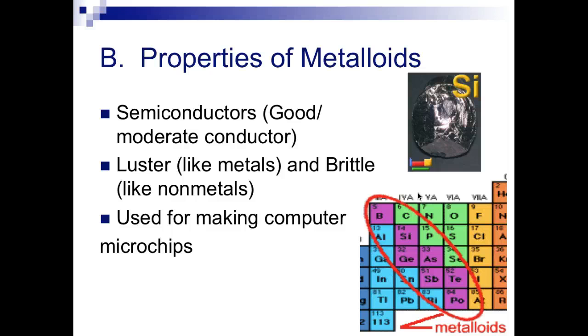So let's talk about the metalloids. The metalloids are the elements in this little purple section that I've circled over here in this little picture. They are semiconductors, which means they're a good to moderate conductor. They have a luster like metals, but are brittle like nonmetals, and they're used for making the microchips that we use in computers. Silicon is a great example. A lot of your microchips, your cell phones, and such things have a lot of silicon in them.